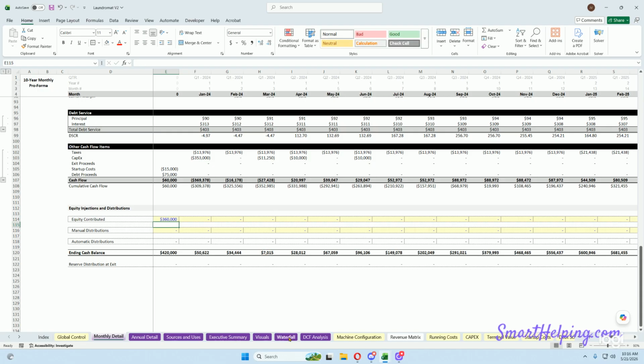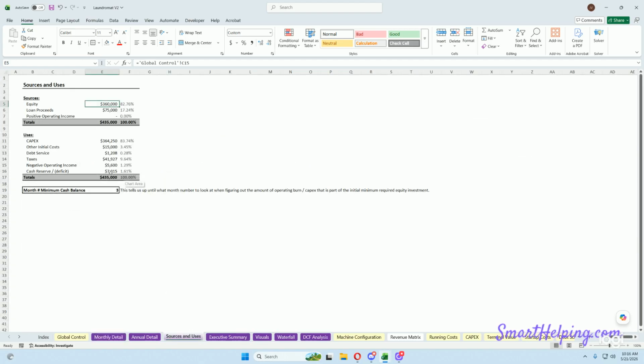Okay, go back to sources and uses. You can see now we've got $7,000 surplus. You've got CapEx, which is mainly just going to be the machine purchases and, if you're purchasing the building, that too. Other initial costs, debt service, taxes, net operating income, negative net operating income. So this is your burn, and then the difference here. Those will always equal the totals, they should, as long as no formulas have been broken.